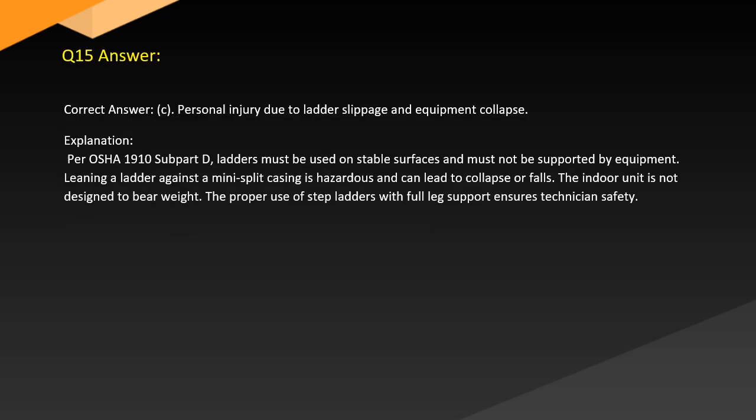Answer. Correct answer: C. Personal injury due to ladder slippage and equipment collapse. Explanation. Per OSHA 1910 Subpart D, ladders must be used on stable surfaces and must not be supported by equipment. Leaning a ladder against a mini-split casing is hazardous and can lead to collapse or falls. The indoor unit is not designed to bear weight. The proper use of step ladders with full leg support ensures technician safety.